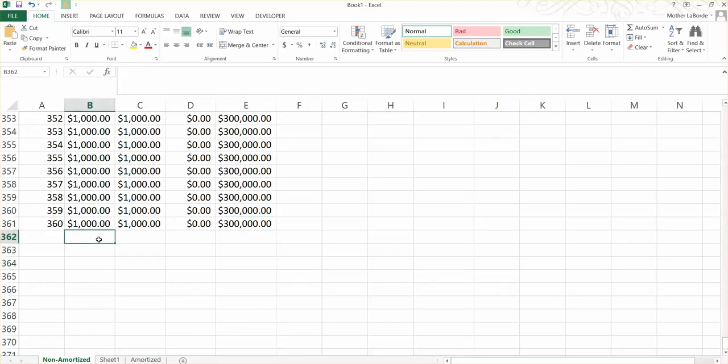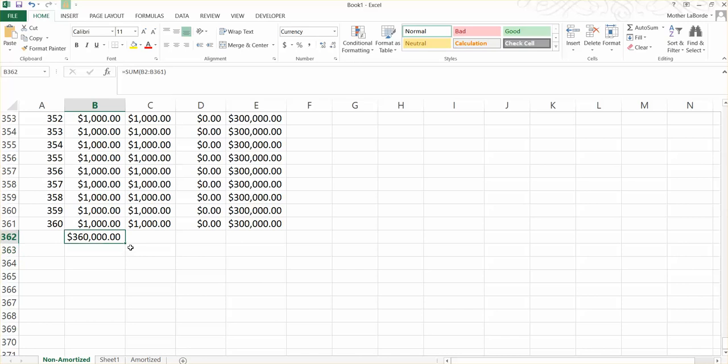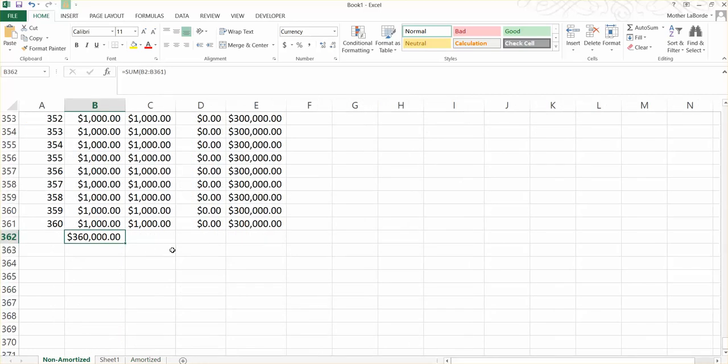And look how expensive this particular mortgage is. Look how much interest we would pay. Even though my monthly payments are lower, my principal never drops. So my interest is going to be the sum of all of column B. It didn't start till B2, so from B2 to B361, there's the total interest that I paid, $360,000 compared to only $215,000 with the amortized loan.